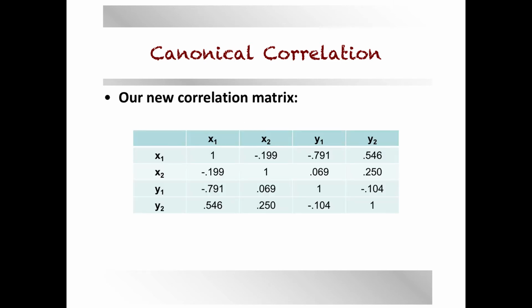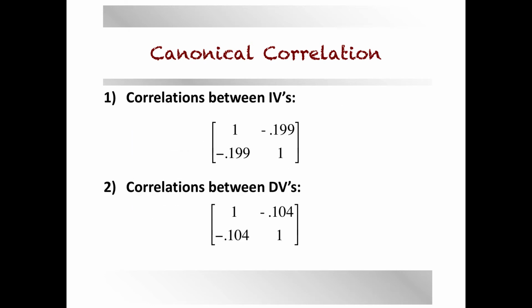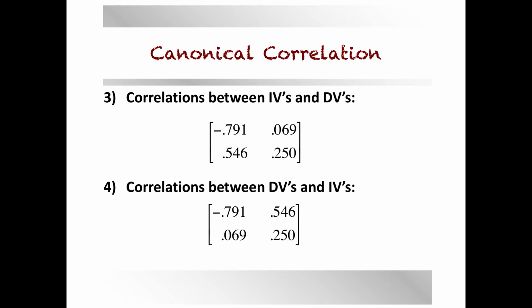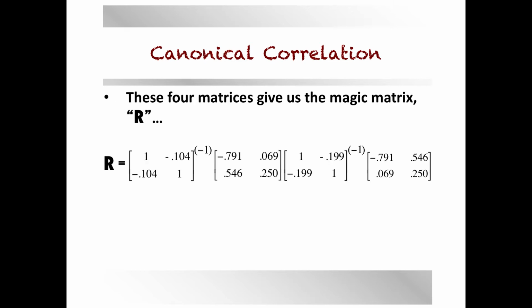So if we were to go back a few slides to this particular correlation matrix as a whole, you begin to see the pattern. You see the 1 and negative 0.199 on the top left, that's your correlations between IVs. So your top left quadrant is that. The correlation between DVs is in the bottom right, negative 0.104 and the 1 there. And then the other 2, you just take bottom left and top right. So for 3 and 4 here, again, it's just sectioning off that matrix into these 2 by 2 matrices. And then we plug them in, and we just have to be careful we plug them in the right place.